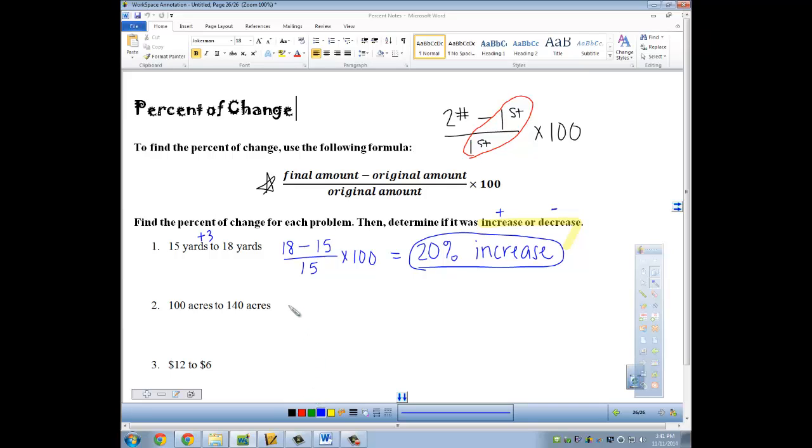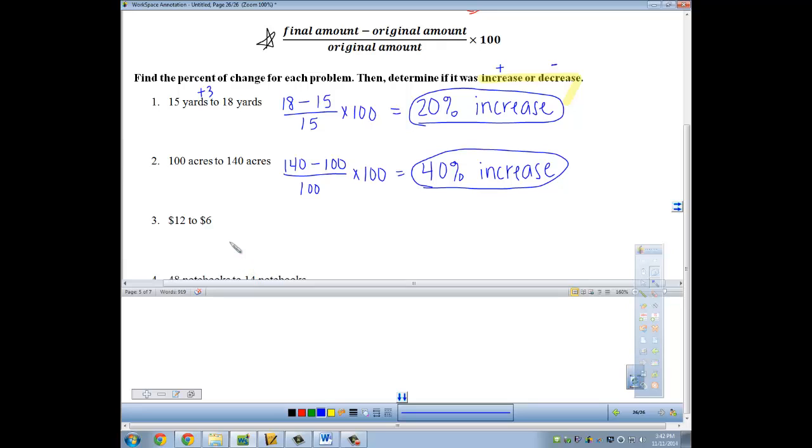Number 2, start with your second number, so 140 minus your first number, 100, divide by your first number, 100, then times 100. So you'll do 140 minus 100, which is 40, divided by 100, get whatever you get, and then times it by 100. You're going to get 40%. It's positive, and also it went from 100 to 140, so it increased. So 40% increase.